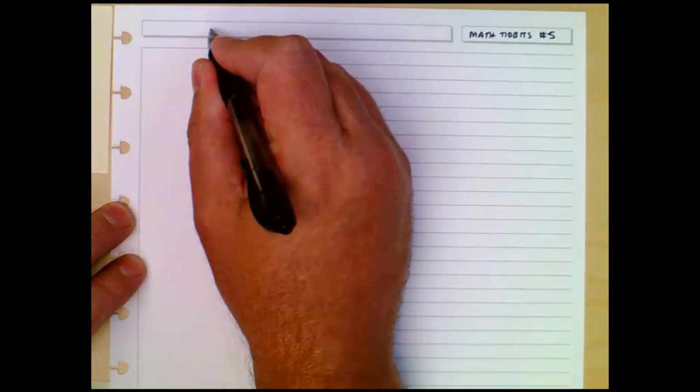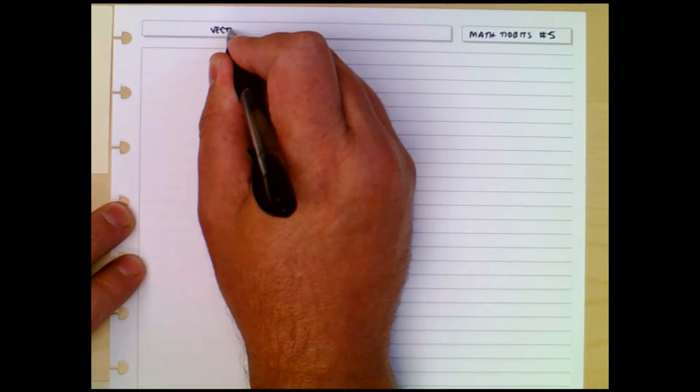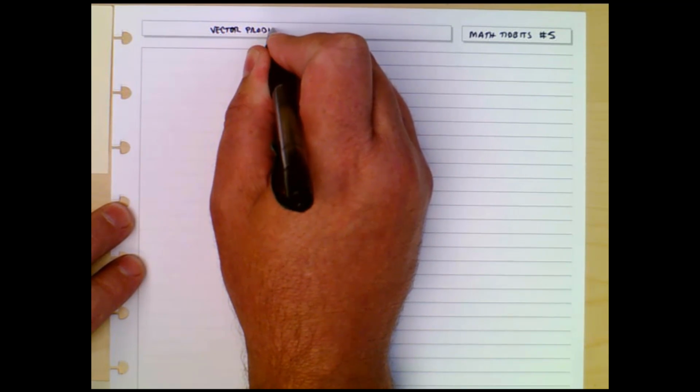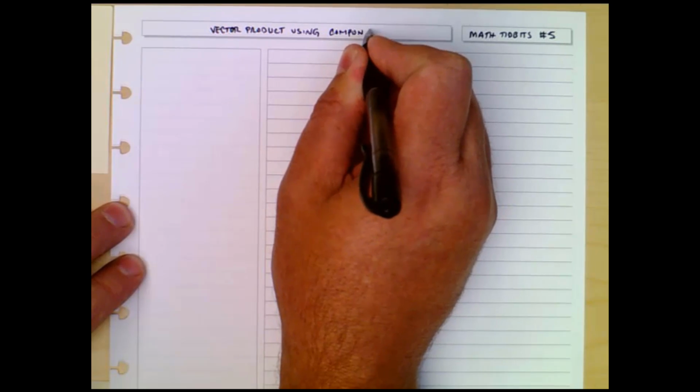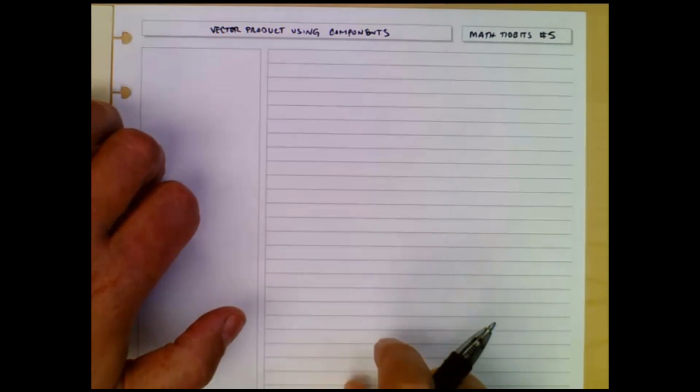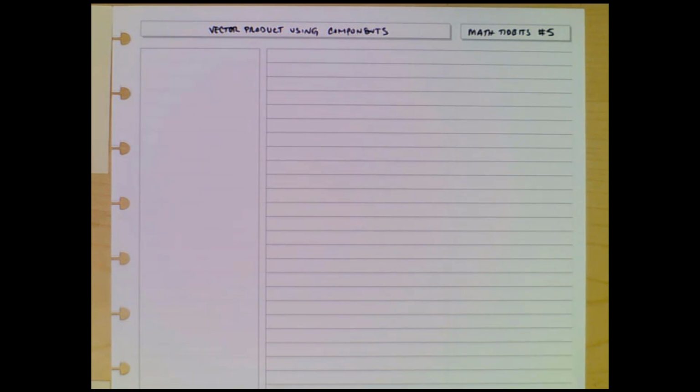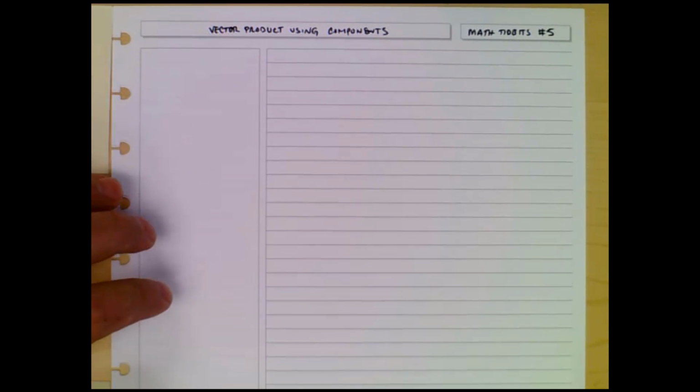All right, here we are now for Math Tidbits number 5, and that is on vector product using components. Now, this is going to be a lot more detailed of a discussion of the vector or cross product than we had before, necessarily, because before we did something essentially qualitative.